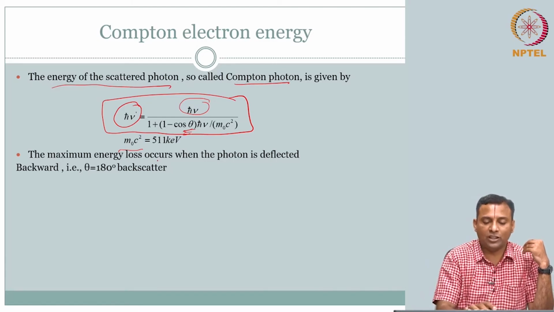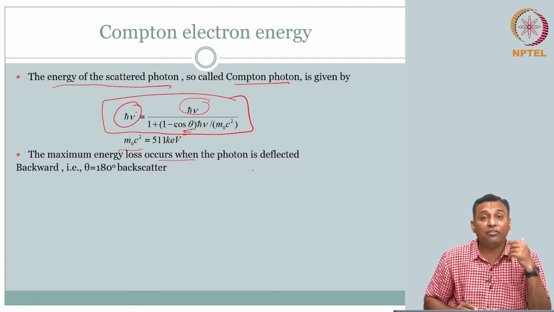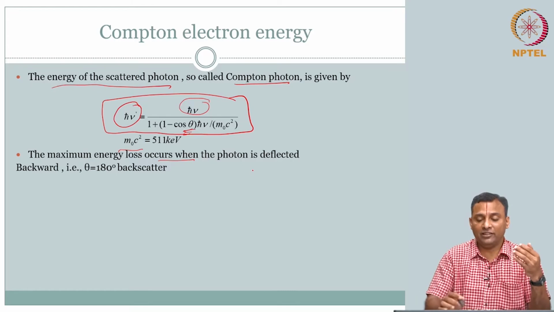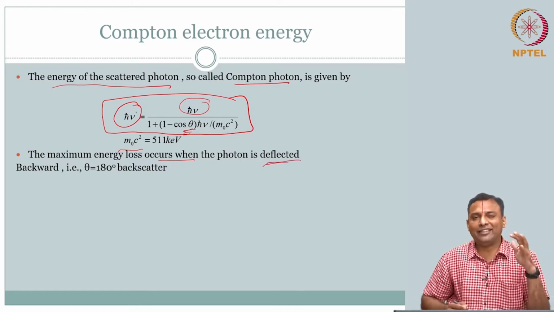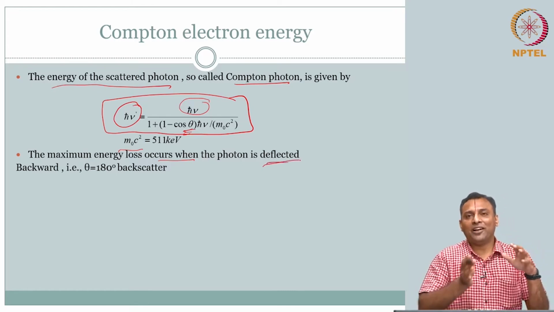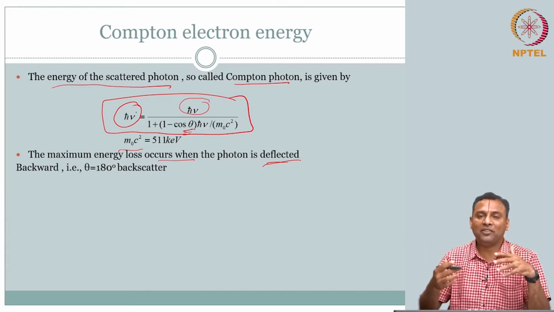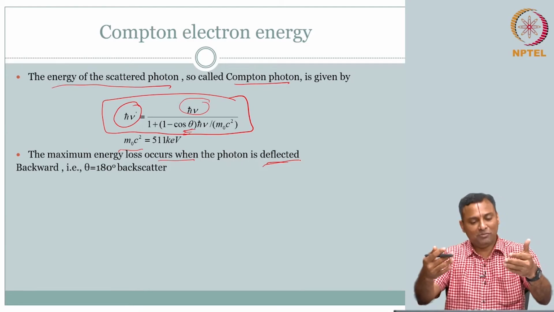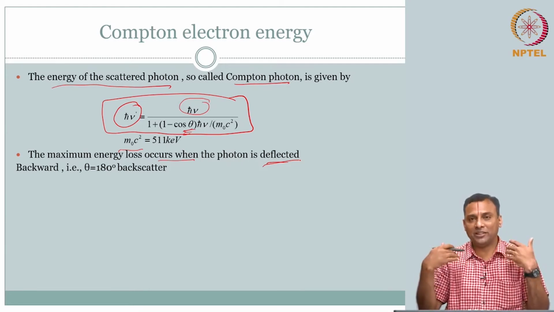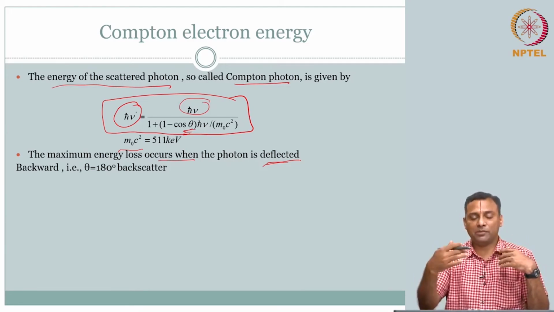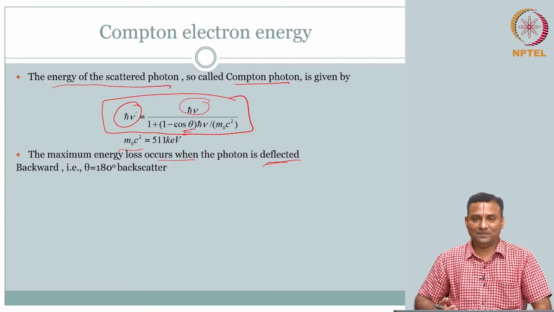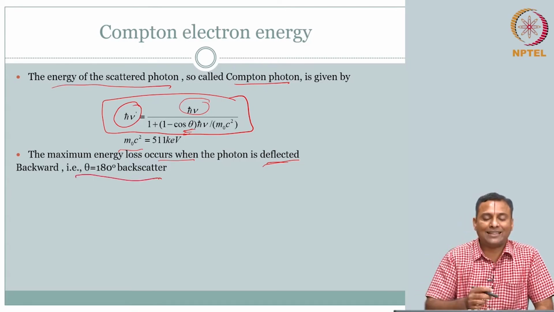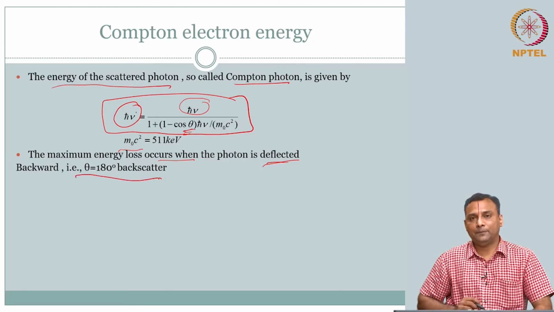So, maximum energy loss occurs when the photon is deflected. Deflected usually means a small angle, but for explaining this, the deflection is backwards, 180 degrees. So it is essentially a reflection, it comes back in the same direction. Okay. This is called back scatter, 180 degree back scatter.